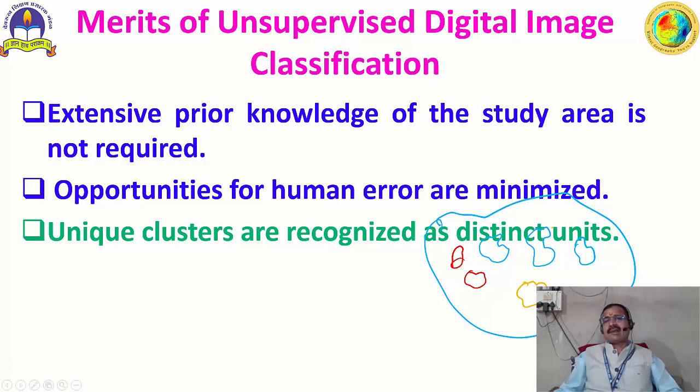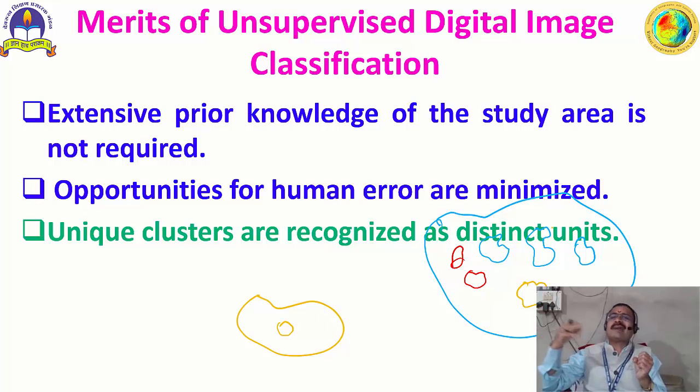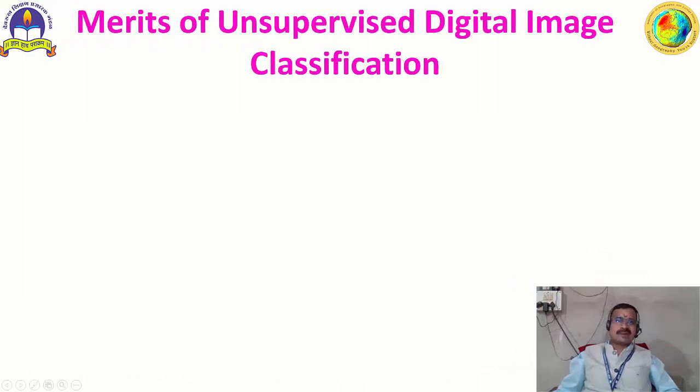Then unique clusters are recognized as distinct units. Suppose, for example, there is deep water. That deep water will have unique clusters. It means their spectral values will be unique, and these classes will be recognized or classified as a distinct unit by the computer through unsupervised digital image classification.